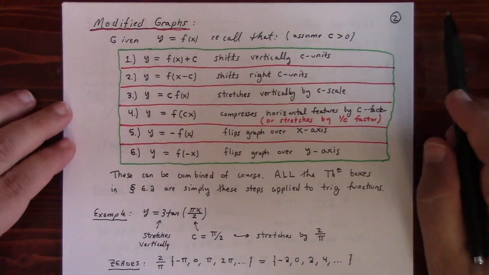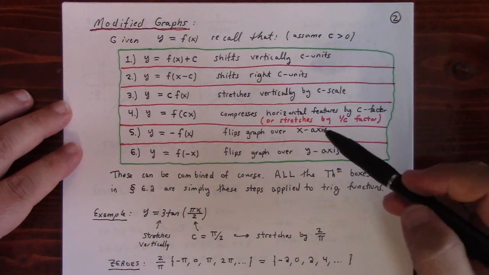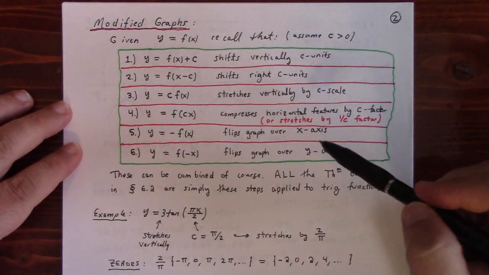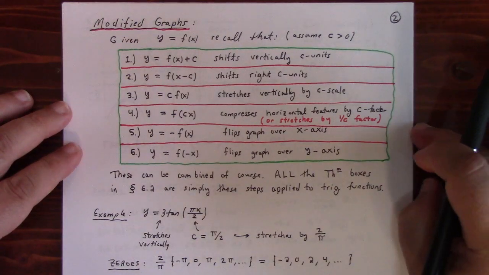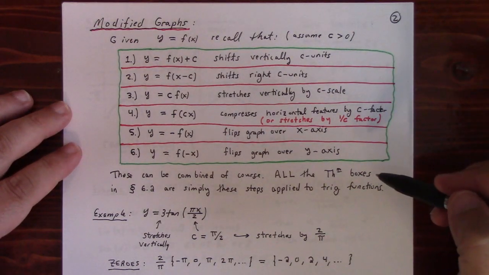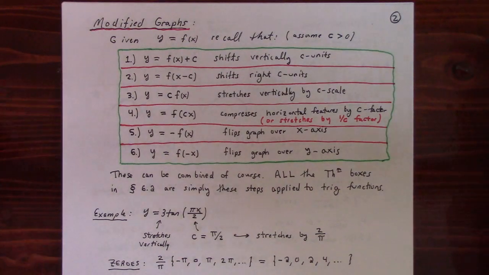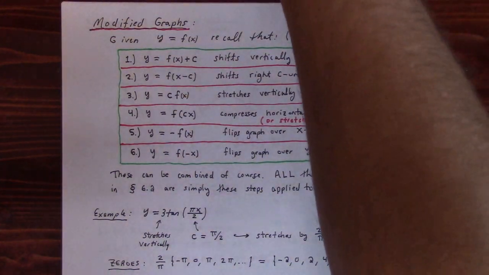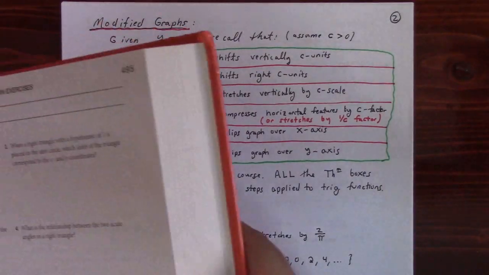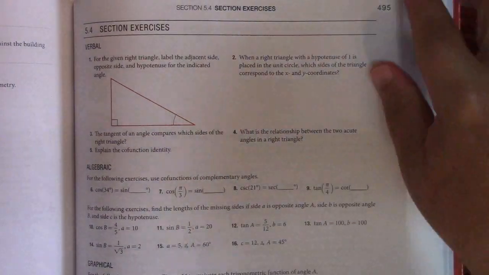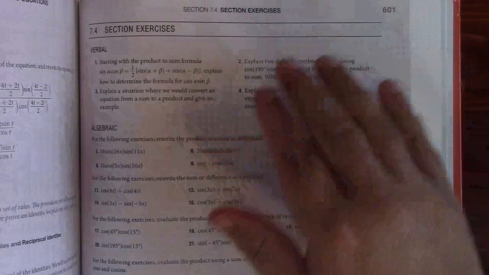And then of course we've got negatives that flip over the x-axis for minus f of x, or flip over the y-axis for y equals f of minus x. And of course these all can be combined. All of the theorems in boxes in section 6.2 are these rules applied to trig functions. Let's take a look.